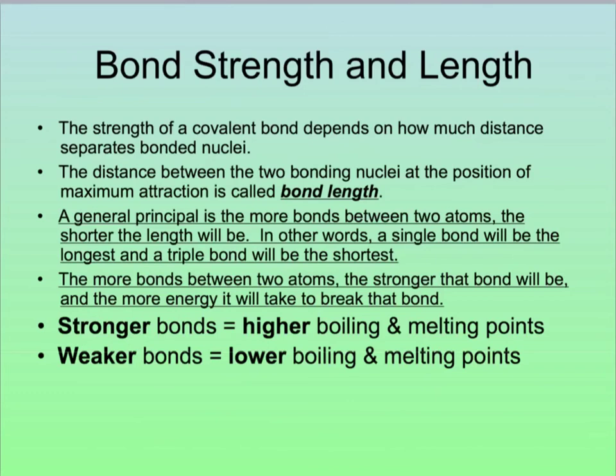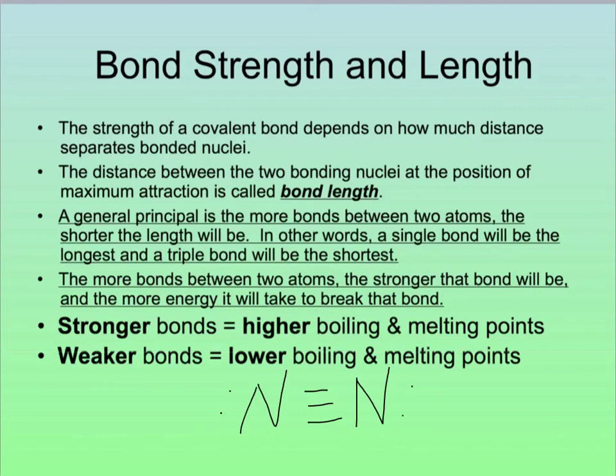The bond strength of a covalent bond depends on how much distance separates the nuclei. The distance between 2 bonding nuclei is called the bond length. In general, the more bonds between 2 atoms, the shorter the length will be. So a single bond will be the longest, whereas a triple bond would be the shortest. For example, between 2 nitrogens, they have a triple bond. That is a very short and strong bond, and it takes a lot of energy to break it.